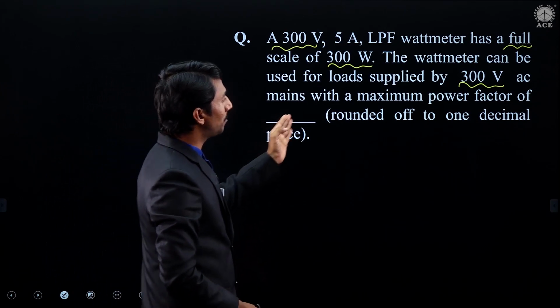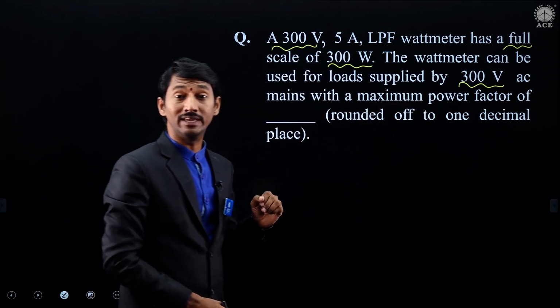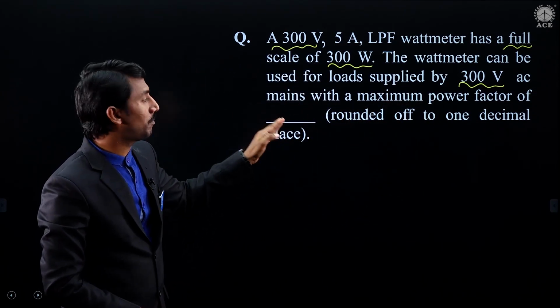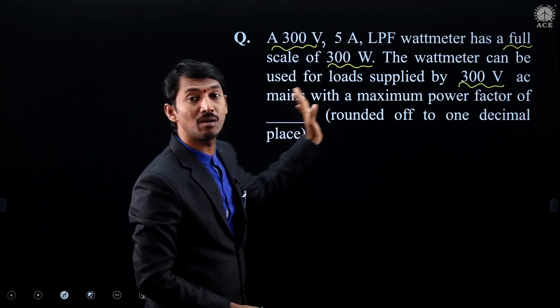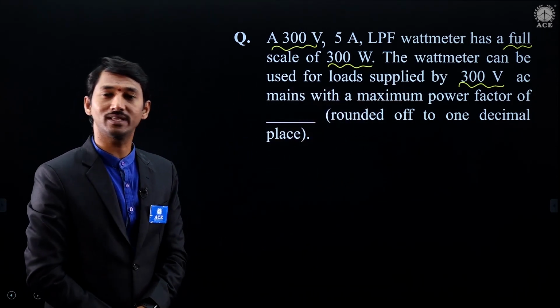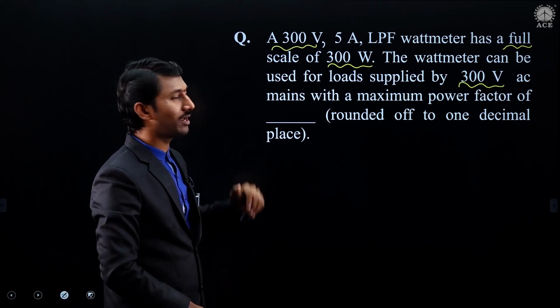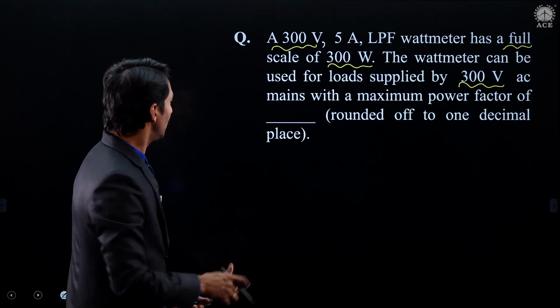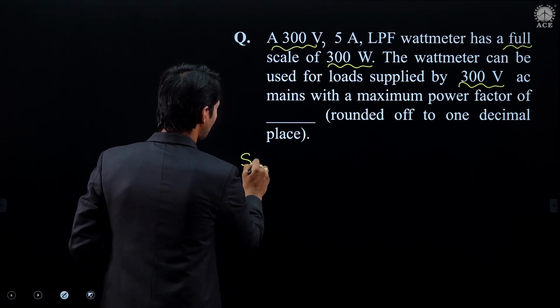With a maximum power factor of, means what he is asking is, at which maximum power factor we can supply the load by 300 volt AC mains. That's what he is asking. It is a numerical answer type question. Let us write the given data.